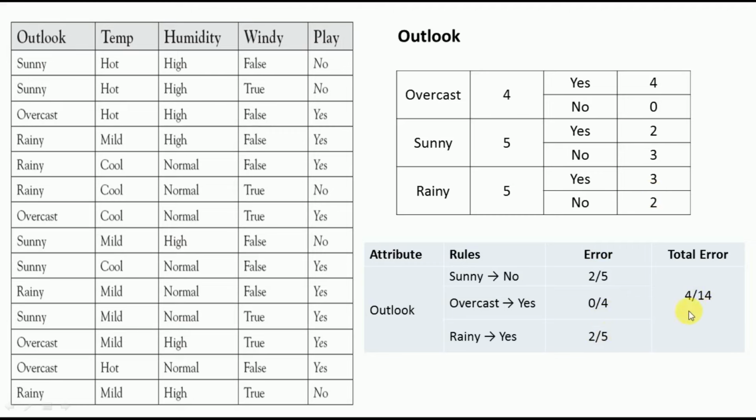and finally we need to calculate the total error of this particular attribute. What is the total error here? 2 errors here, 0 errors here, 2 errors here. So totally how much is this? That's 4 errors out of 5 plus 4 plus 5, that is 14 examples. So out of 14 examples, we got 4 errors in this case. So that is how we can understand it.